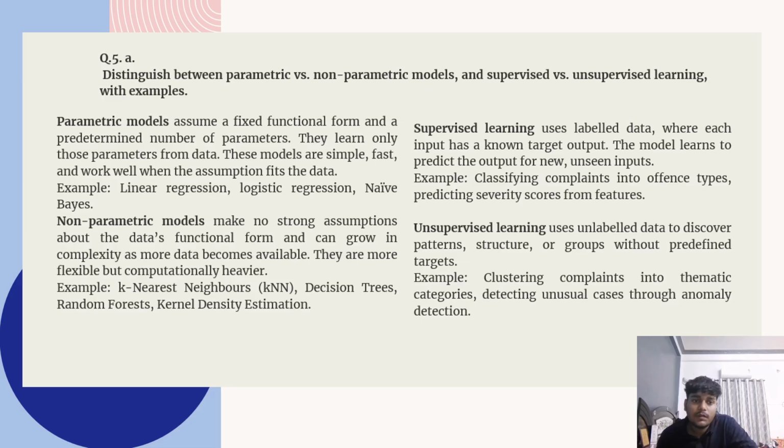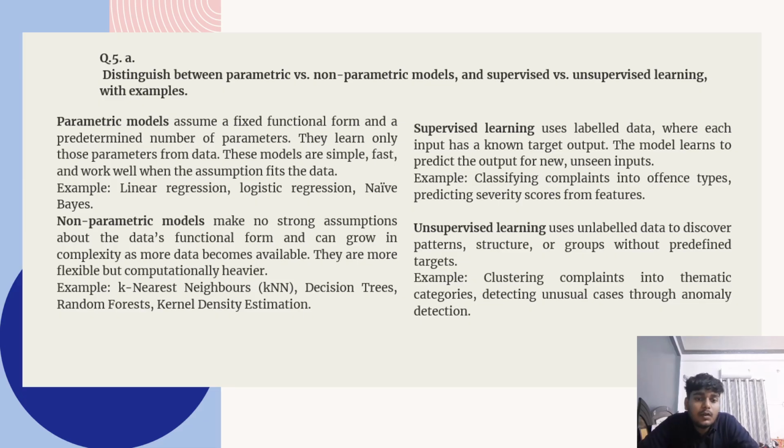Coming to question number five, distinguish between parametric and non-parametric models and supervised versus unsupervised learning with examples. Parametric models are models which assume a fixed functional form and a predetermined number of parameters. They learn only those parameters from data. These models are simple, fast, and work well when the assumption fits the data. Example: linear regression, logistic regression, and Bayes theorem.